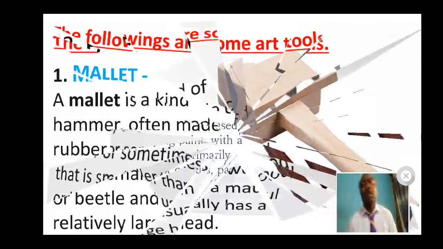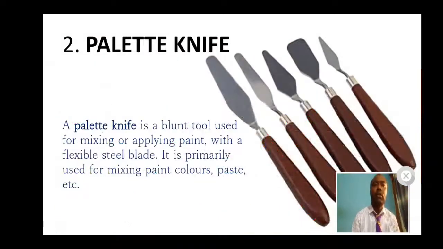The next one here is called palette knife. A palette knife is a blunt tool used for mixing or applying paint with a flexible steel blade. It is primarily used for mixing paint colors, paste, and so on and so forth. Sometimes you can use a palette knife for painting instead of using the conventional paint brushes. It's called impasto painting style. When you are creating an impasto painting style, you use a palette knife for painting.